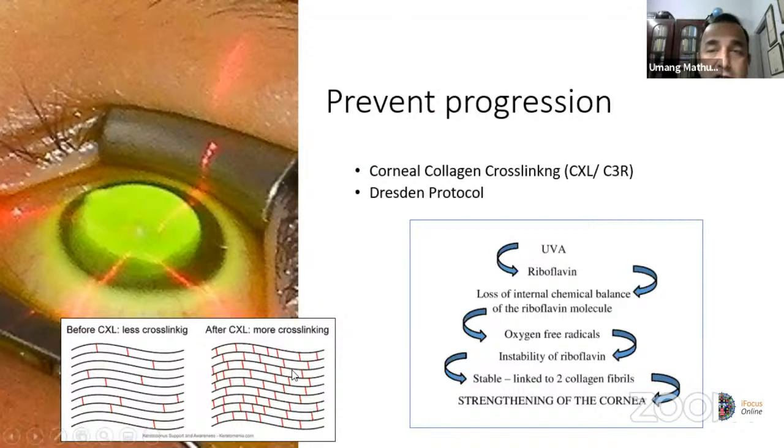And so when should you do it? Cross-linking should be done when you have documentation of progression. But because we know that keratoconus relentlessly progresses in the teenage period, if you see any teenager with keratoconus, there's no need to have documented evidence. You can even put that patient for cross-linking because it will for sure progress. But if you have somebody in their mid-20s or 30s, you should have documented evidence to see that it is still progressing.